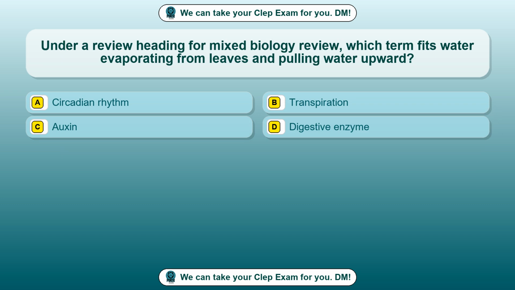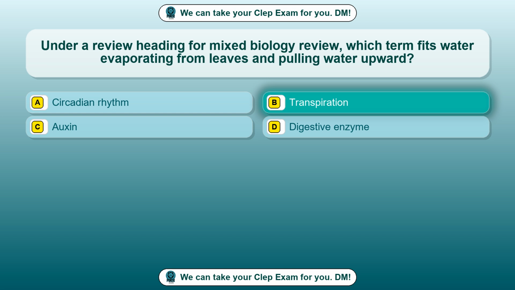Question 15. Under a review heading for mixed biology review, which term fits water evaporating from leaves and pulling water upward? Option A, circadian rhythm. Option B, transpiration. Option C, auxin. Option D, digestive enzyme. The correct answer is option B, transpiration.